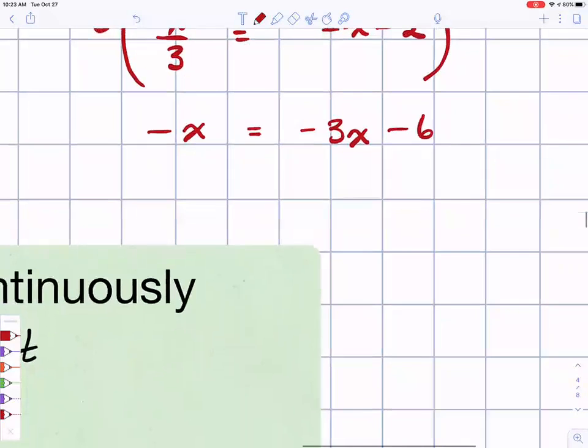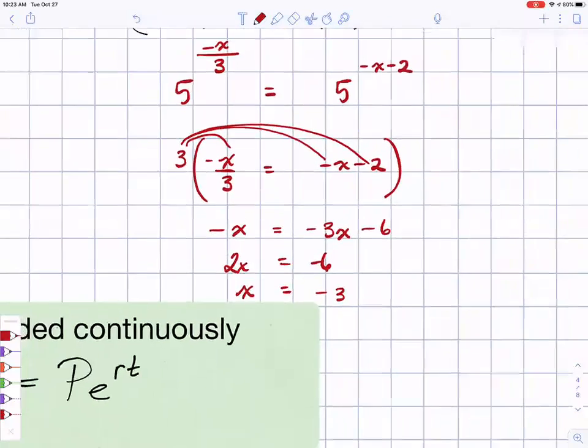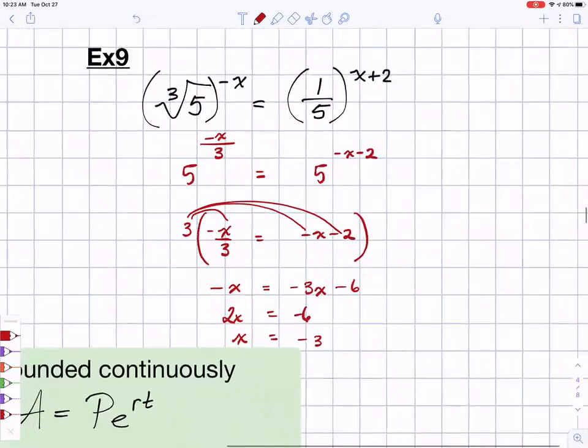Okay, so I say let's add 3x to both sides. So what's x? And once again, you could plug that into the original. I'm not going to take the time to do that, but you could plug that in.